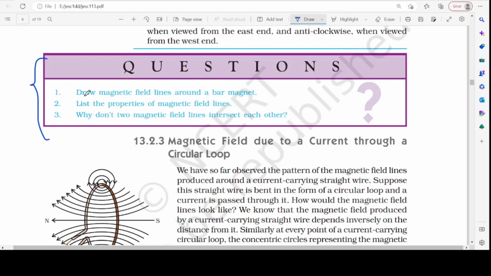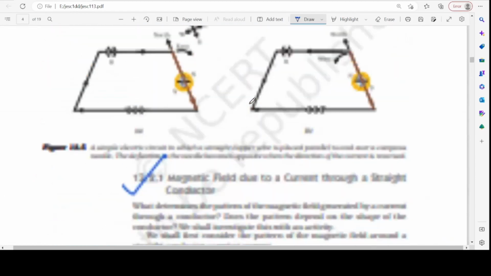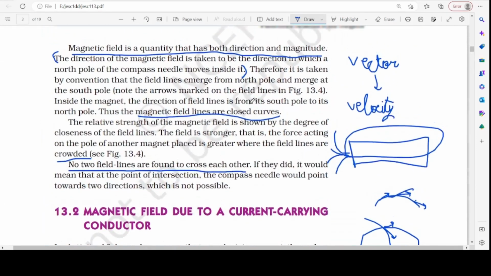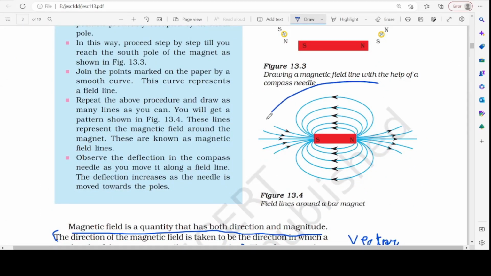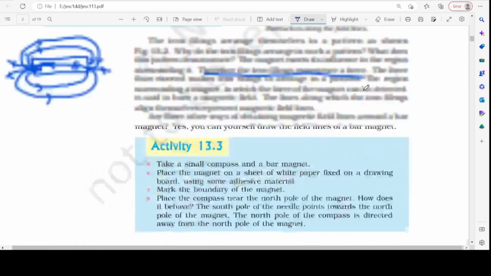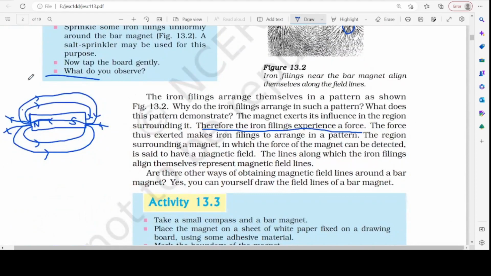Now coming to our first question, draw magnetic field lines around a bar magnet. So this is what we have already studied earlier. This will be the solution of it. I have already taught you over here.